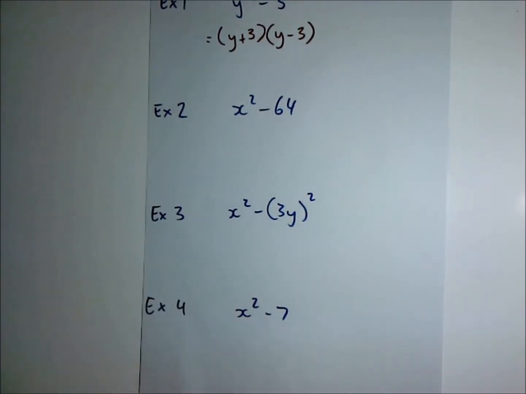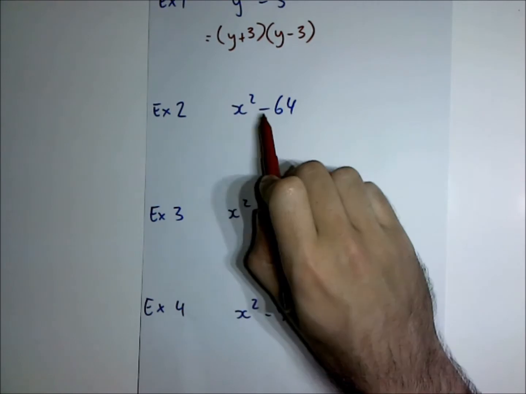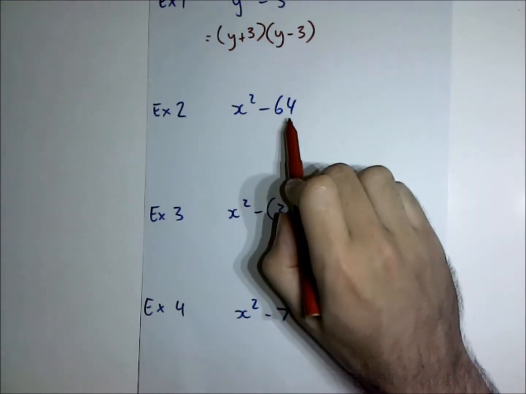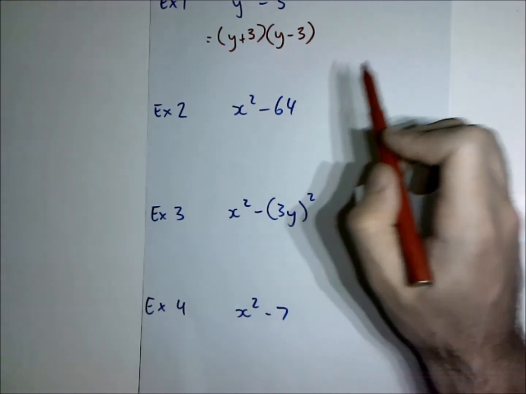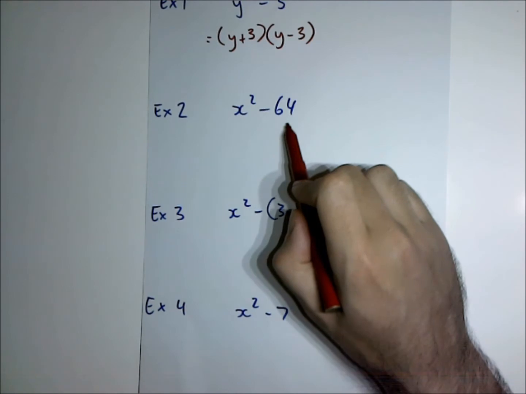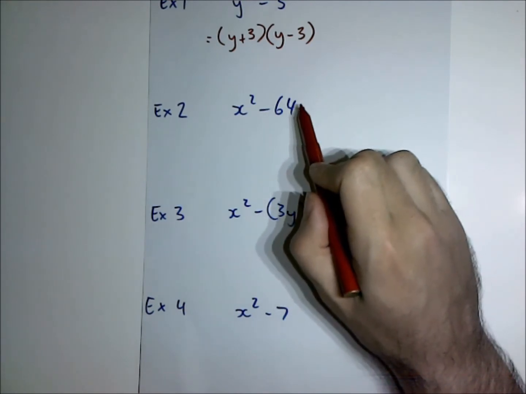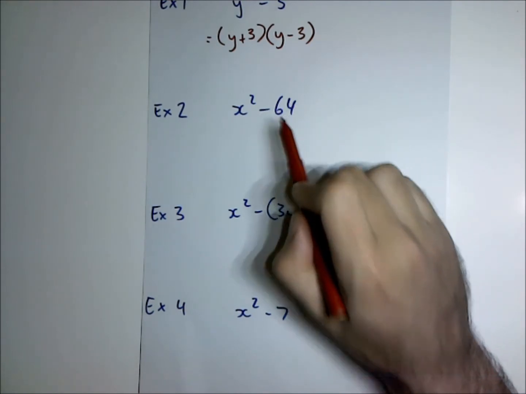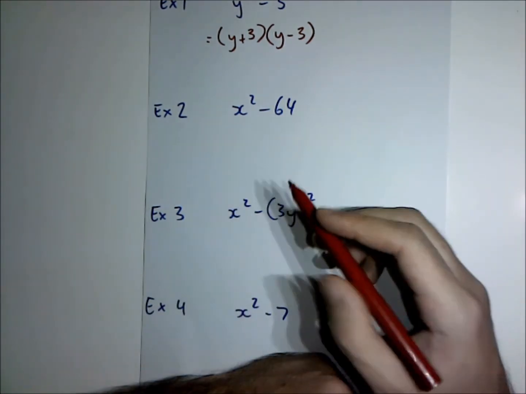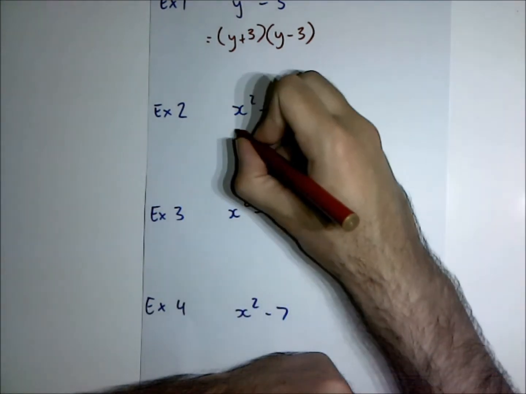For this one, we've got an x squared. You've got a subtraction sign, so it kind of looks like a difference of two squares. But oh, hang on, you've got a 64. There's no square. What's going on? Hopefully you realize that 64 is a square number, so you can find the square root of 64. Hopefully you realize 64 is 8 times 8, so I'm going to rewrite 64 as 8 squared.